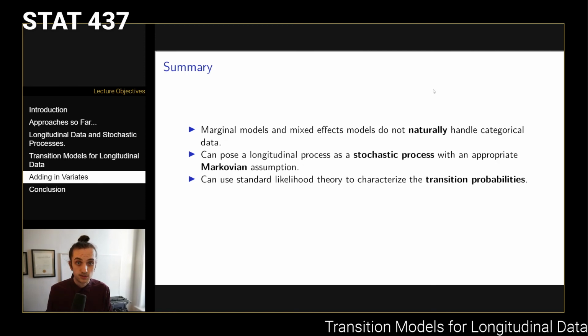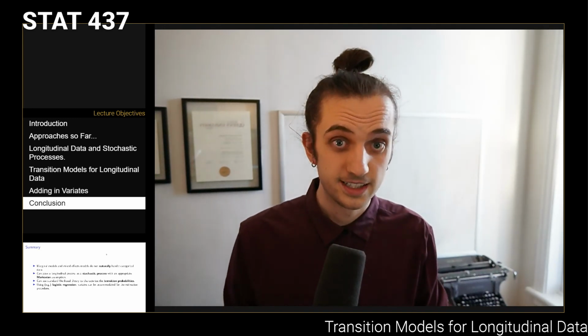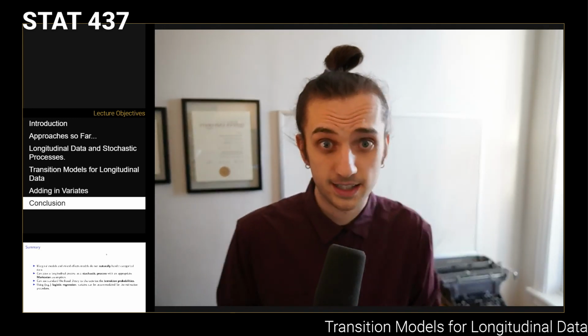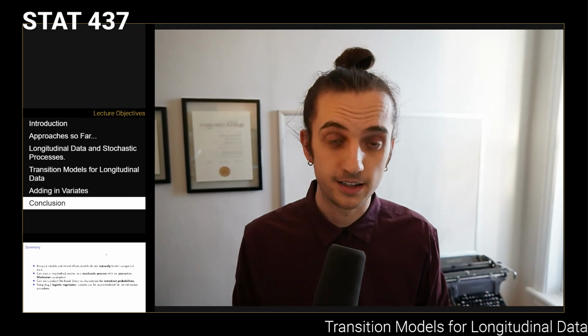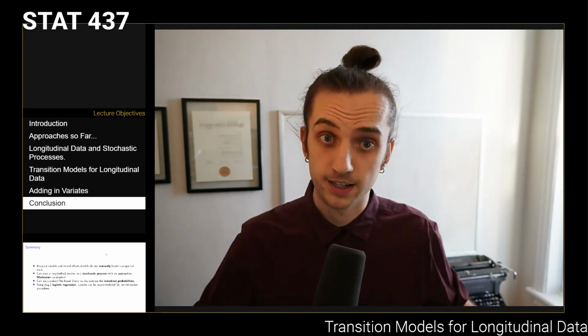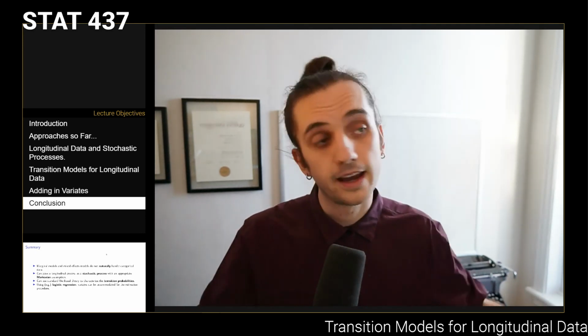Because of these assumptions, we can use just standard likelihood theory, and that allows us to estimate transition probabilities. And we could use logistic regression to allow for covariates to be included inside of those transition probabilities. That's the general idea with these transition models for longitudinal data, right? If you think about this as a stochastic process, that gives us a really natural way to parameterize what we might be interested in doing. And then you just have to get a little bit creative for how we're going to include different covariates for it. So in the next lecture, we'll go through this again, work through some of that theory, and dig into the details a little bit.